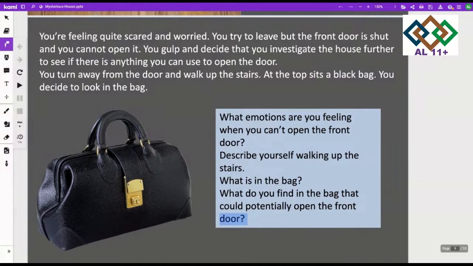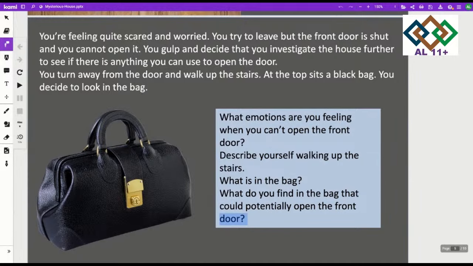So what happens now? You start running from the door and walk up the stairs. You're walking up the stairs. When you're walking up the stairs, what did you find? At the top side, there's a black bag. You decide to look in the bag. So that might have the keys of the house. So you're looking at the bag.